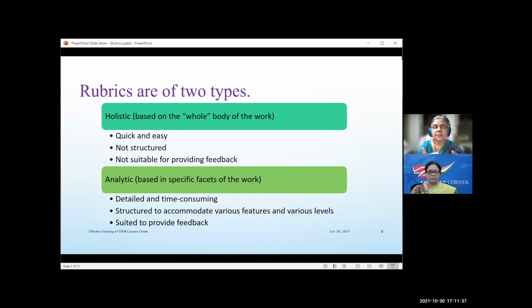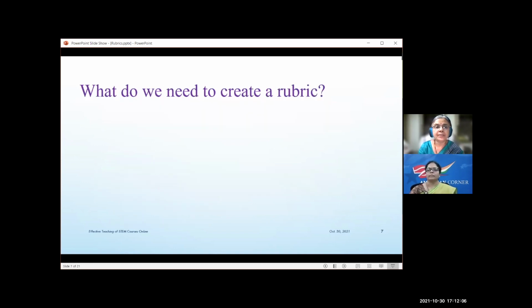So compared to that, analytic rubric, where you have listed particular facets of the work that you are going to examine, right? It takes time to make it, because you have to work on it. But then once you're done, you can give very, very specific feedback, and you can decide which aspects are more valuable in that particular assignment.